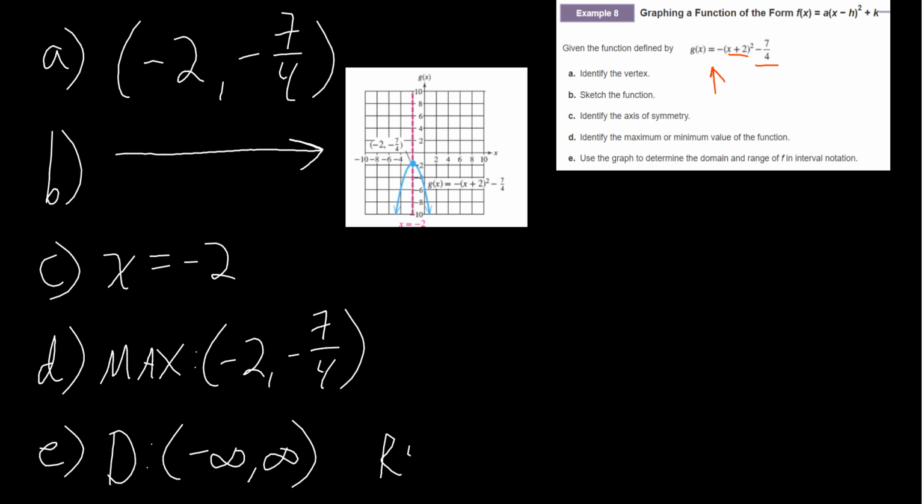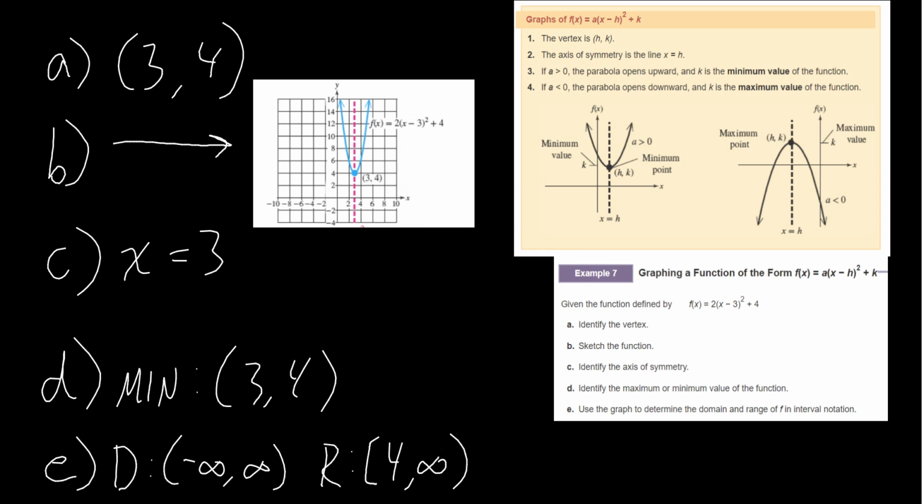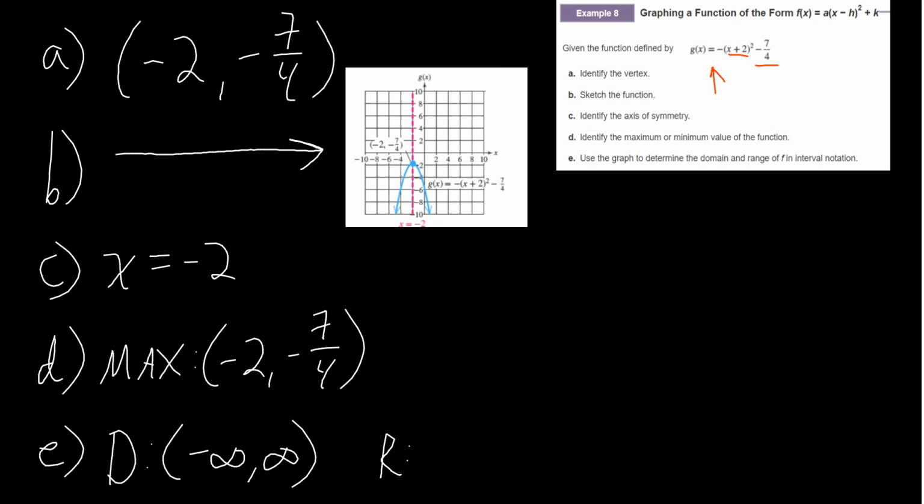Now the range is going to be just a little different. Looking at the range, let me go back. We're going from -7/4 down to infinity, because all we have to do is look at the vertex. We're going from -7/4, and we include it, all the way down to -infinity. And that is the range.